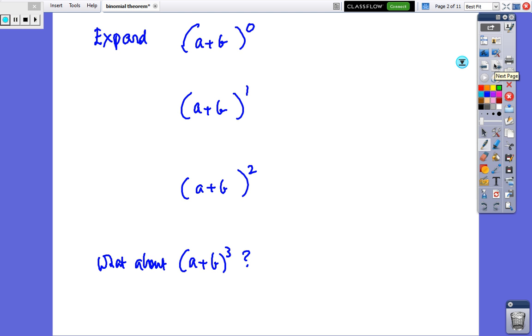If you had to expand a plus b to the power of 0, or a plus b to the power of 1, or a plus b to the power of 2, can you write out those expansions? When you're ready, come back and see what I've got.